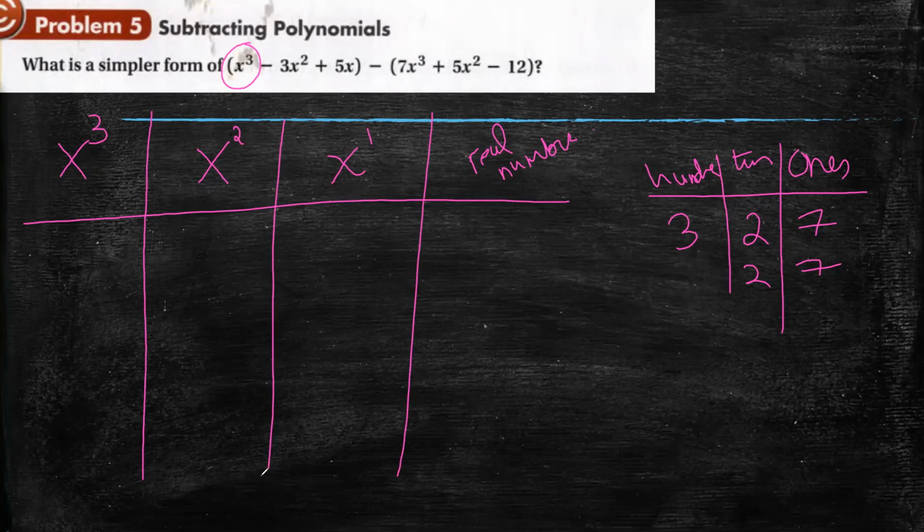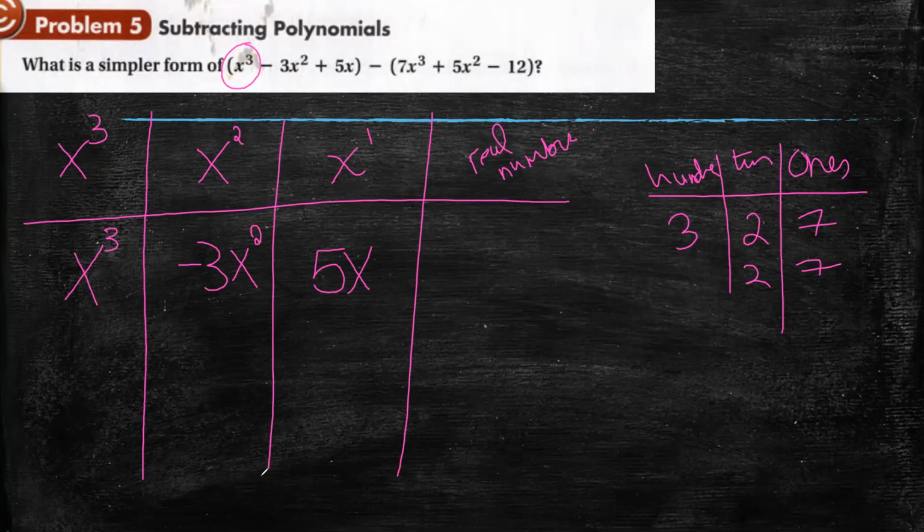Here in variables, we have to do the same. Under x cubic, I will write the x cubic. And under x squared, I will write negative 3x squared. And under 5x, I will write 5x. In the first one here, did I have a real number? Did I have a constant? No. So I will keep it empty or write 0, as you want.